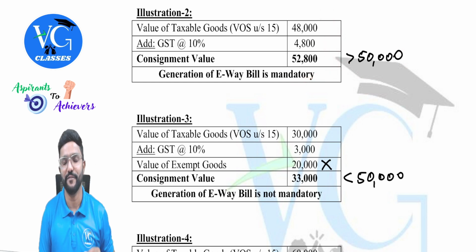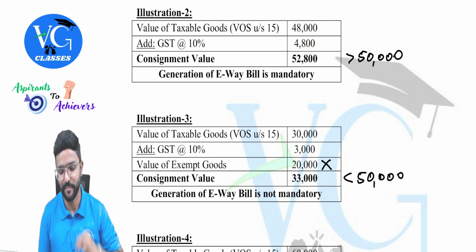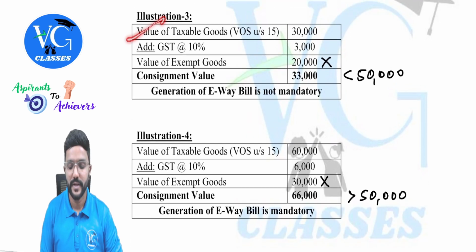So please be very careful. Where the value will be less than 50,000, but if you add GST, it will be more than 50,000. Very important. Yes, sir. Next, value of taxable goods is 30,000. On that, GST is 3,000. That is 10%. Value of exempt goods.